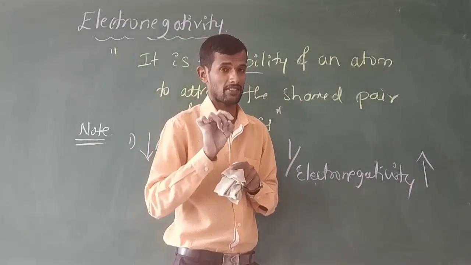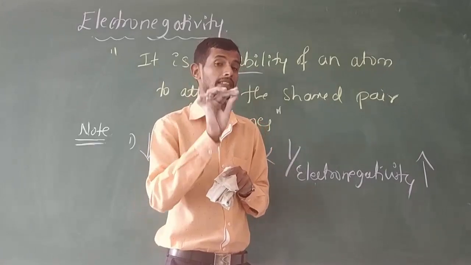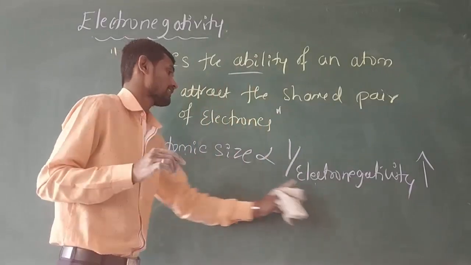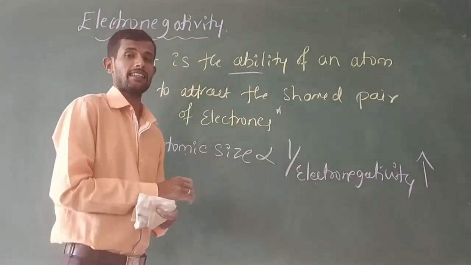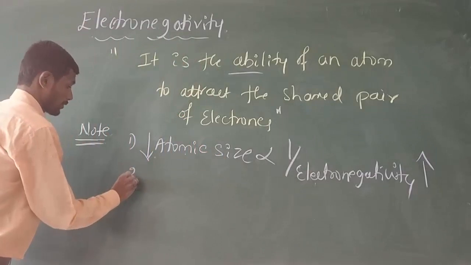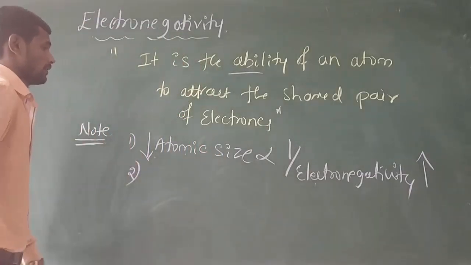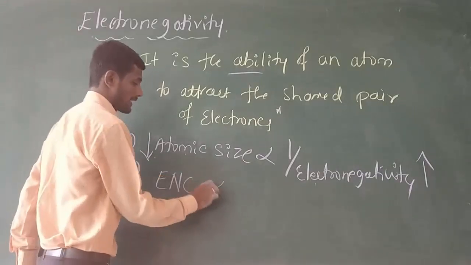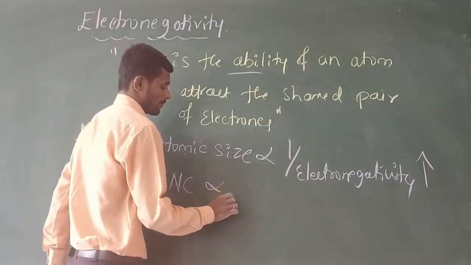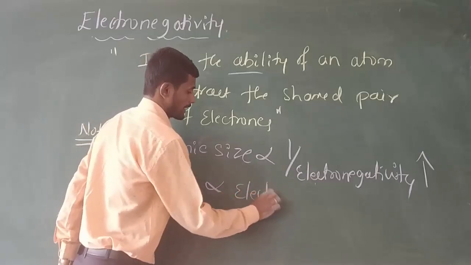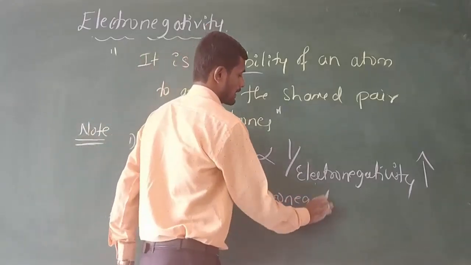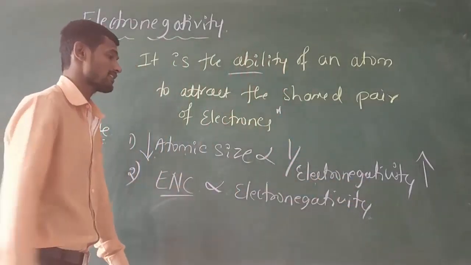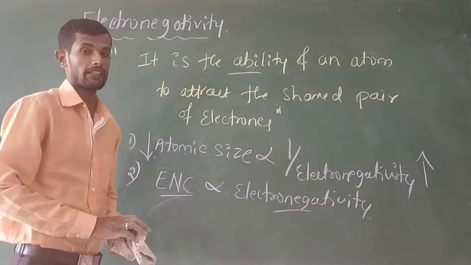Atomic size increases. Is it right? So the first one to come is fluorine, and its size is small. Since the size is small, its electronegativity is more. Yes, next point. Effective nuclear charge is directly proportional to electronegativity. Yes, please remember, effective nuclear charge is directly proportional to the electronegativity.